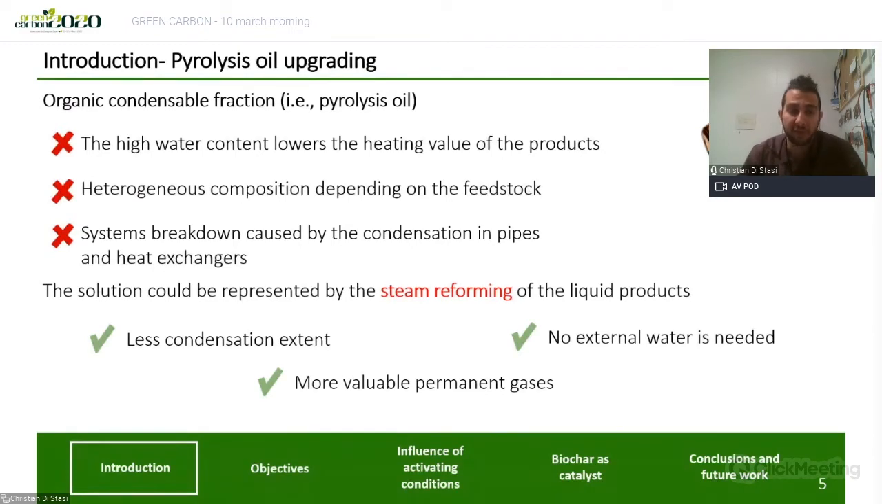So the solution could be represented by the steam reforming of the pyrolysis oil, in which no external water is needed because of the high water content. And we can produce more valuable permanent gases, rich in hydrogen and carbon monoxide, which can then be further supplied to other processes.